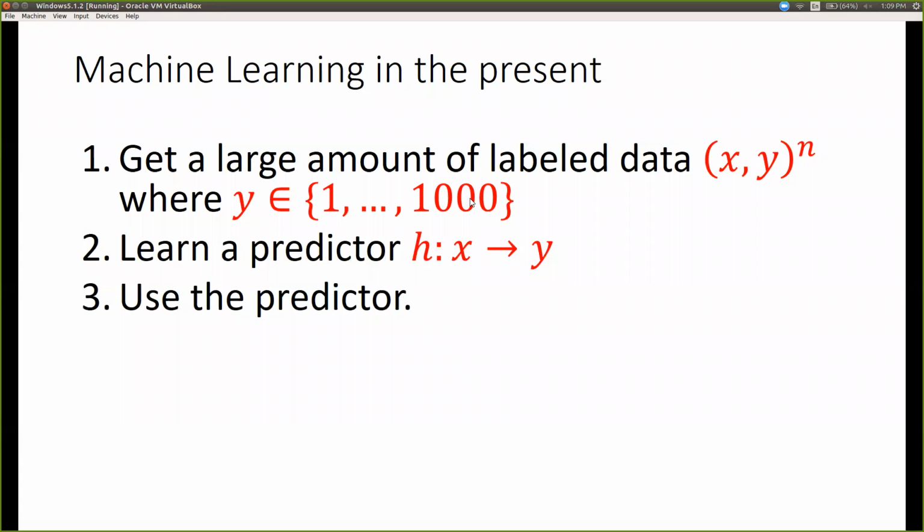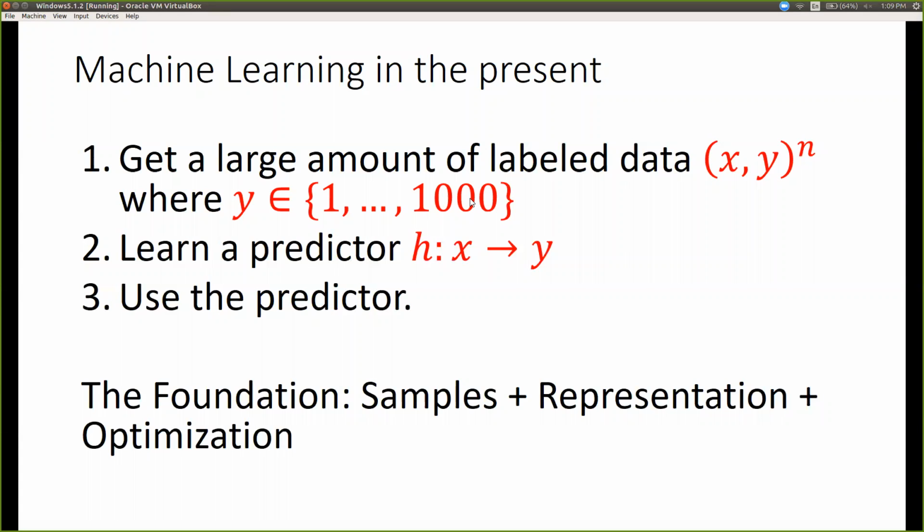Okay, so the foundation for this is a combination of getting the samples. You have to have enough samples. You need to have a good representation, and then you need to be able to optimize over that representation. It's that combination of three things which really drive supervised learning.